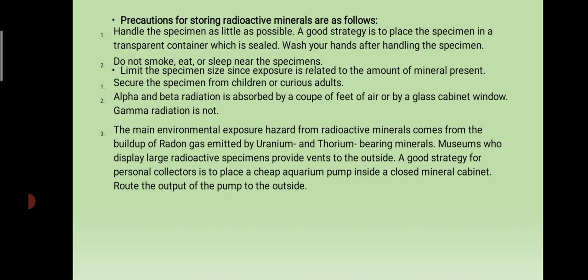Alpha and beta radiation are absorbed by a cup or a foot, by a ear or the glass cabinet windows. Gamma radiation is not. The main environmental exposure hazard from radioactive minerals comes from the buildup of radon gas emitted by uranium and thorium bearing minerals. Museums that display large radioactive specimens provide vents to the outside. A good strategy for personal collectors is to place a cheap aquarium pump inside a closed mineral cabinet and route the output of the pump to the outside.